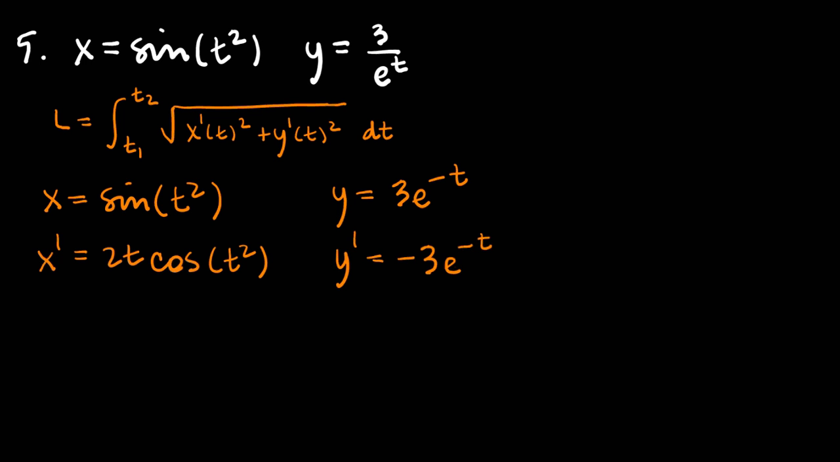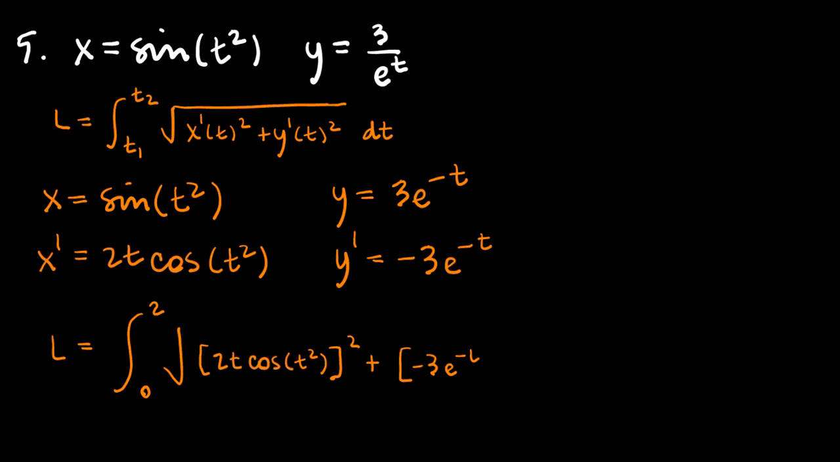And then the problem said length of the curve between t equals 0 and t equals 2. So that length will equal the integral from 0 to 2 of the square root of dx dt squared. So that's going to be 2t cosine of t squared, plus dy dt squared, negative 3e to the negative t, squared. All of that, dt. That's an integral that represents the arc length.